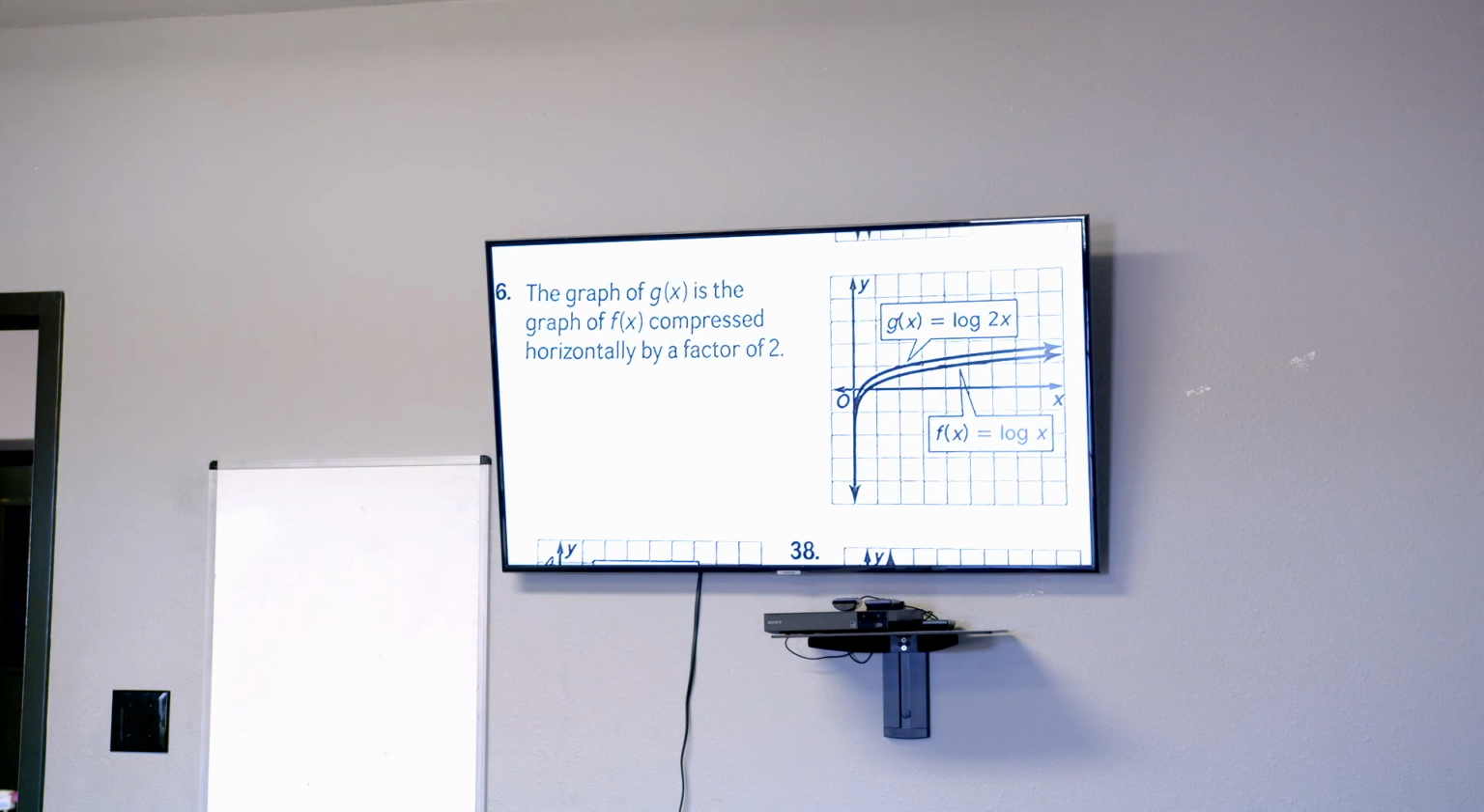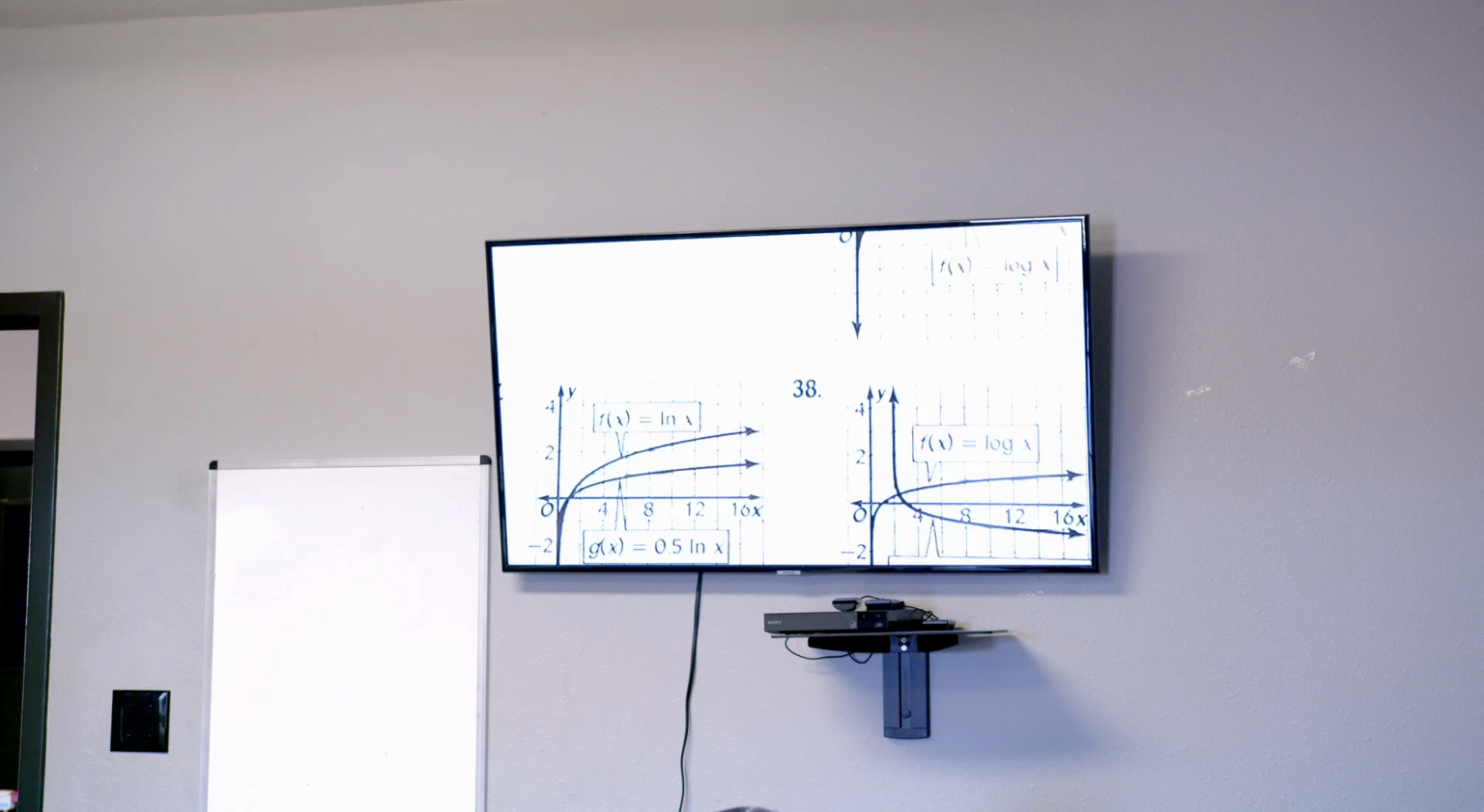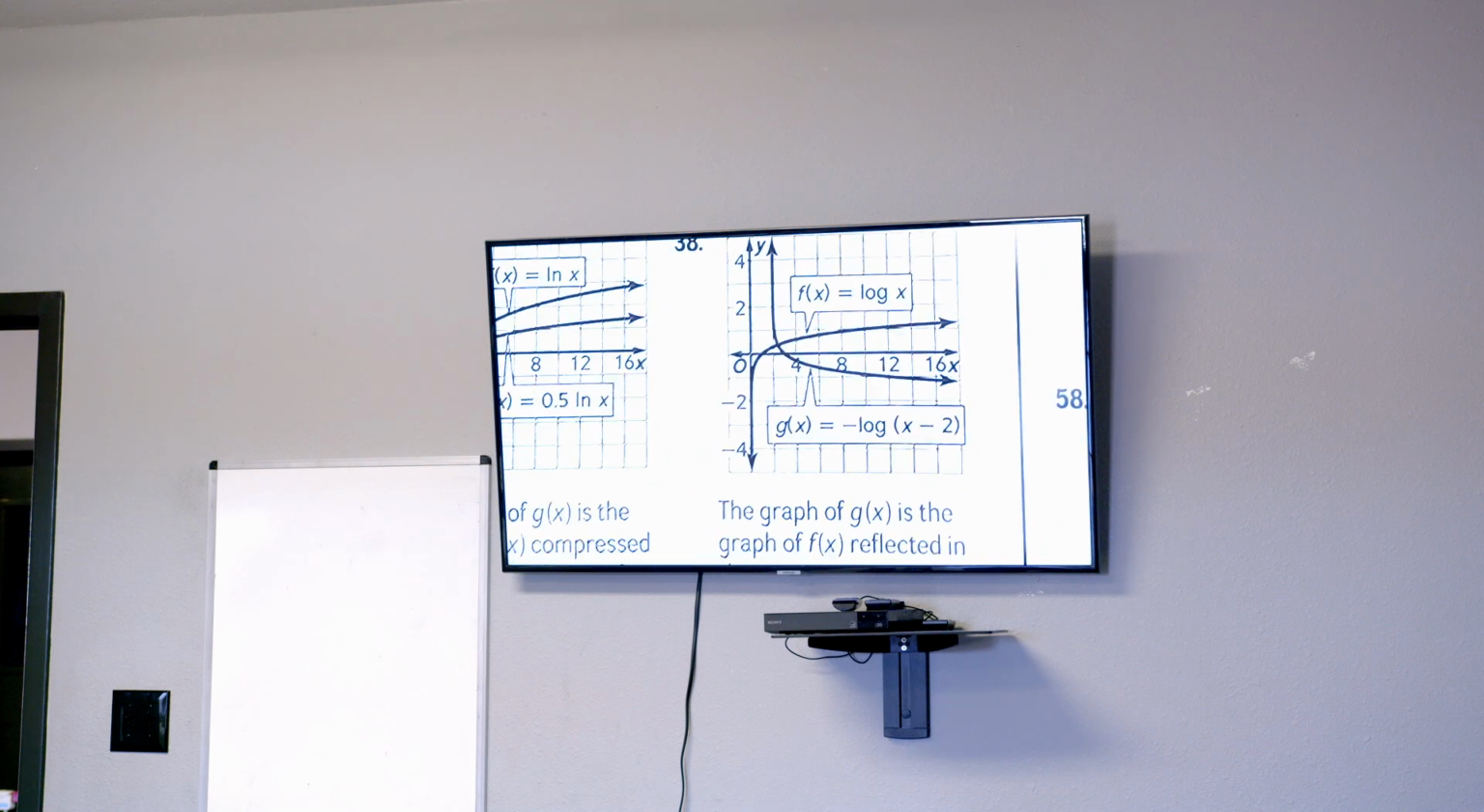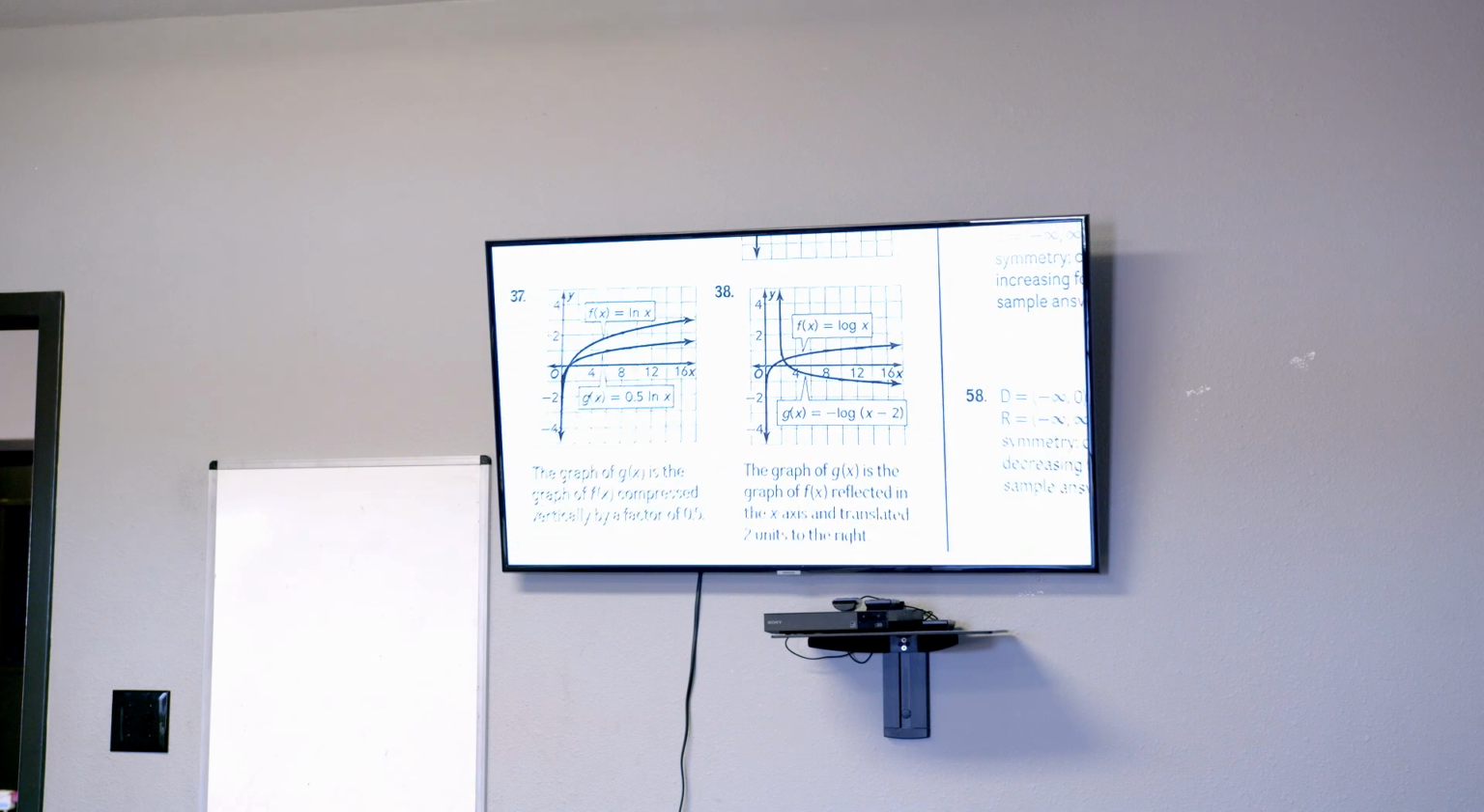Compressed horizontally, right? Yes. Because if you were just looking at the graphs and we were talking about it without the equations and you were talking about it vertically, then it would be stretched, right? So yeah, it's horizontally compressed. Inside opposite. You did what? I got it correct, just incorrectly. Okay, all right. 38 is right there, and it's a reflection and translated 2 units to the right.